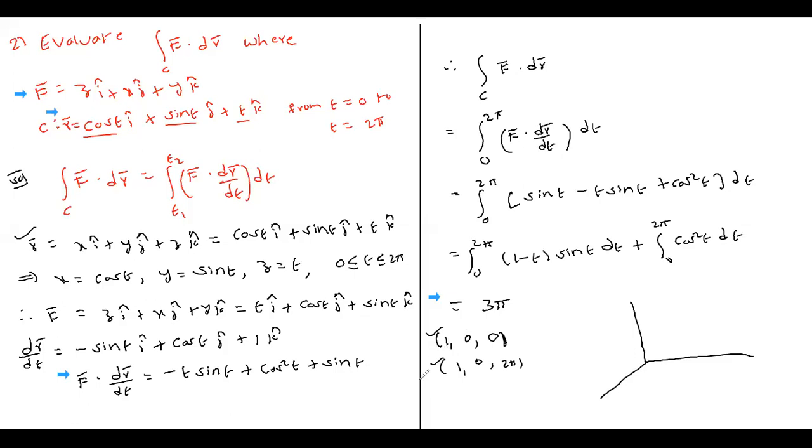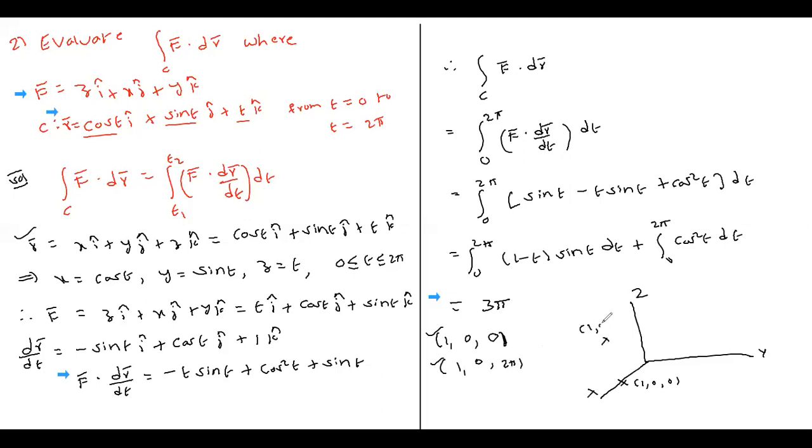So see, the y component is 0, right? The y component is 0, so this is something like here. So 1, 0, 0 is here, with y component 0. This is the x-axis, y-axis, and z-axis. Okay, so 1, 0, 2 pi means somewhere here.